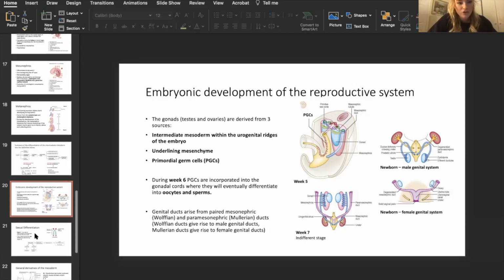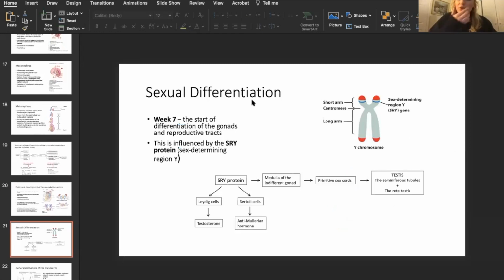Moving on to sexual differentiation. So week 7 now, we've got the start of the differentiation of the gonads and the reproductive tracts in males and females. Really important to remember, this is influenced by the SRY protein, or the sex determining region Y on the Y chromosome. You can see that on the chromosome image over here. We've got the Y chromosome and we've got the sex determining region in the blue strip there.